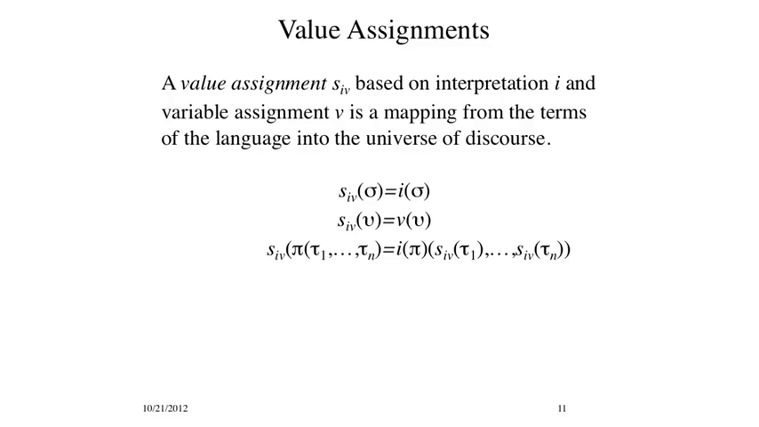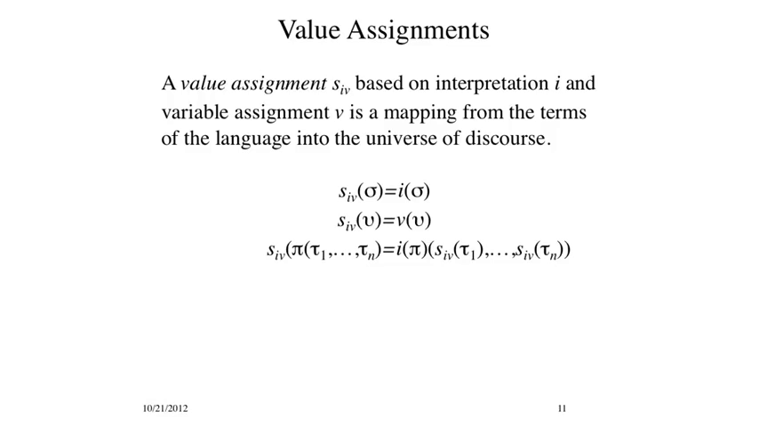A value assignment based on an interpretation I and a variable assignment V is a mapping from all of the terms of the language into the universe of discourse. The mapping must agree with I on constants. It must agree with V on variables. And the value of a functional term is the result of applying the function corresponding to the function constant to the objects designated by the terms.